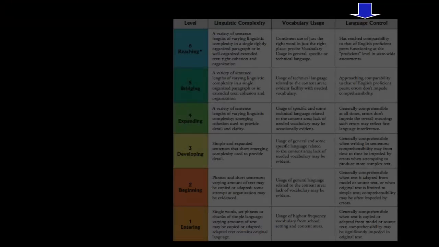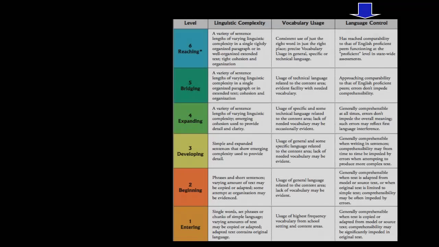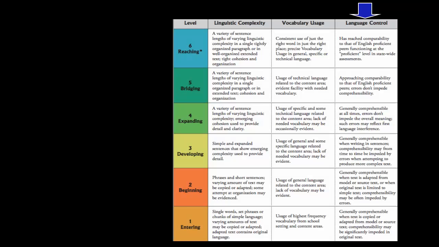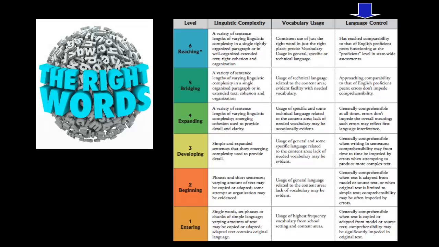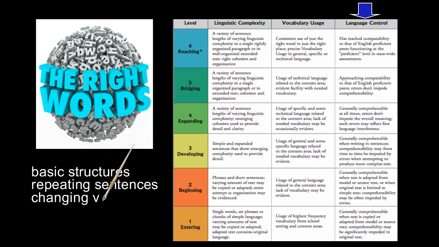Now let's take a look at the column on language control. According to Wikipedia, grammar is the set of structural rules governing the composition of clauses, phrases, and words in any given natural language. The term refers also to the study of such rules, and this field includes morphology, syntax, and phonology, often complemented by phonetics, semantics, and pragmatics. This is where you analyze for pieces such as basic structures, repeating sentences, changing verb tenses, and so on.